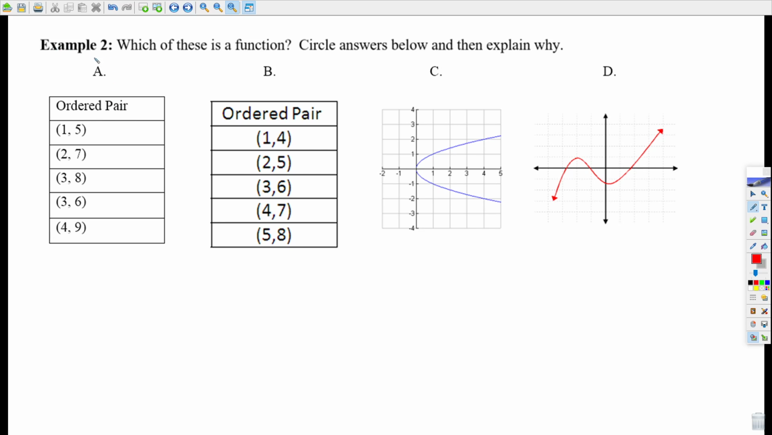We're going to do an example 2, and now we're going to have two separate things. We're going to do the vertical line test on some of them, and then just do the test for functions by looking at the x values. So which of these is a function? Circle the answers below, and we'll explain why. If we look at A, just looking at the ordered pairs, really the y values don't matter. What really matters at first is looking at the x values. Do any of the x values repeat? Yes, they do. We have 3, 8. We have 3, 6. Do these two go to different y values? They absolutely do. 3, 8, and 3, 6. So that must mean that it is not a function.